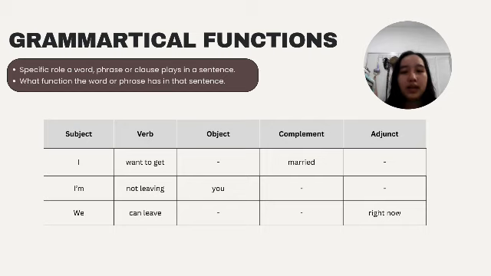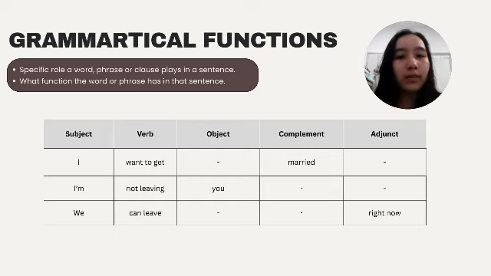What is a complement? A complement is a word or multiple words that give information to add meaning onto the subject or object of that sentence. So if you take out the complement, which is marry, and you just say I want to get, it doesn't make any sense since the complement completes the sentence.